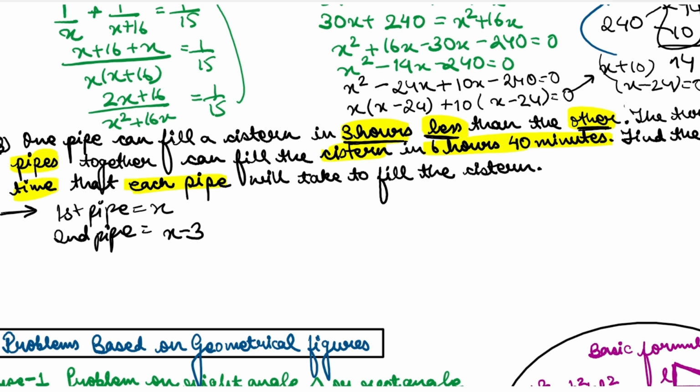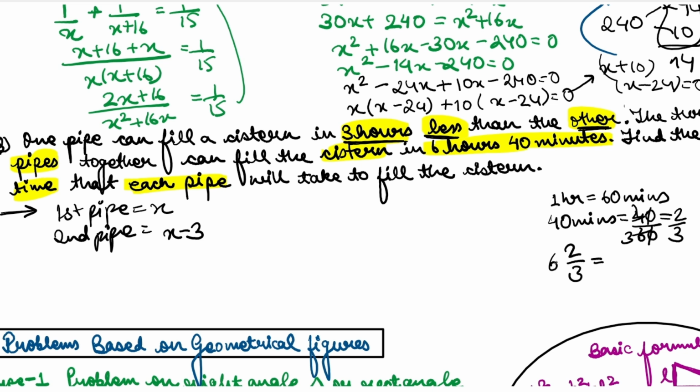So we'll convert it in totality into hours. How will we convert? Always remember that 1 hour is equal to 60 minutes. So if you have to convert 40 minutes, you get 40 by 60, which reduces to 2 by 3. Now add it, so you get 6 2 by 3, which becomes equal to 6 3 is 18 plus 2, that is 20 by 3. So this is the number of hours.